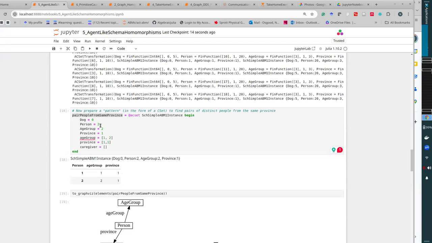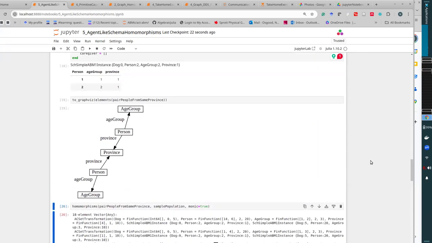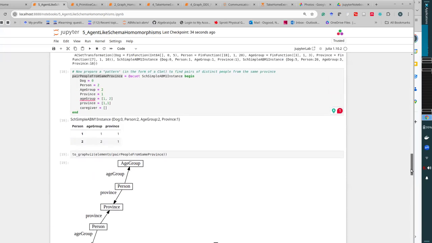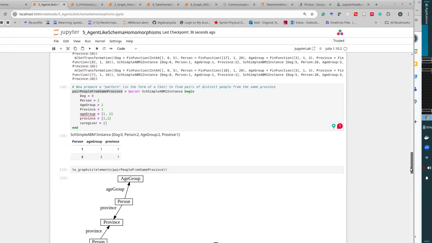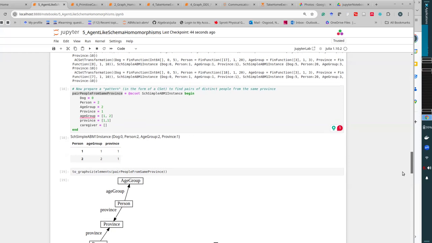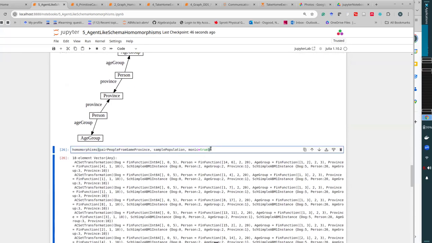Okay. So it's a depiction where each person is shown separately. Things that can be different are shown separately. There are two persons, two age groups, and one province between them, literally between them. Can we try to find that? So that's our pattern: two people. In general, two age groups between them, but only one province between them. Can we try to find them in our big database?